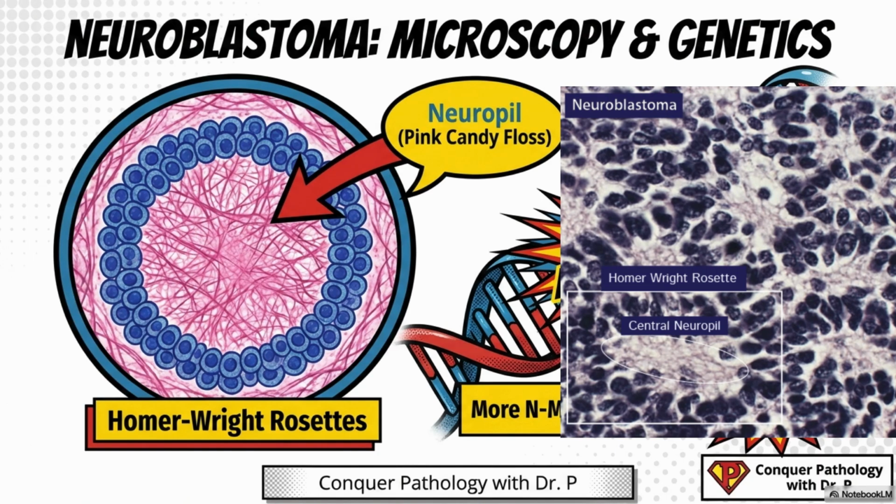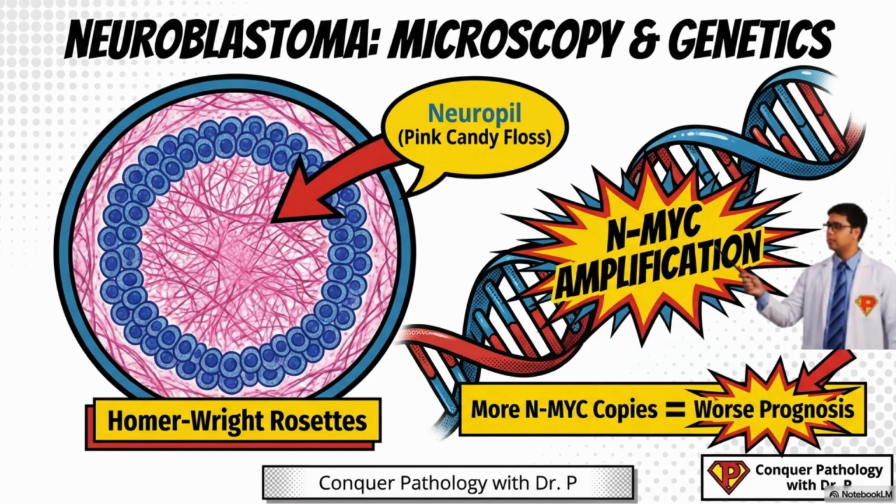Now let's look under the microscope. This is high yield for your practicals. Homer Wright rosettes. Look at the image. You see a circle of tumor cells surrounding a center of pink neurofibrillary material. Think of it like pink candy floss in the center. There is no lumen, no hole, just pink fluff.